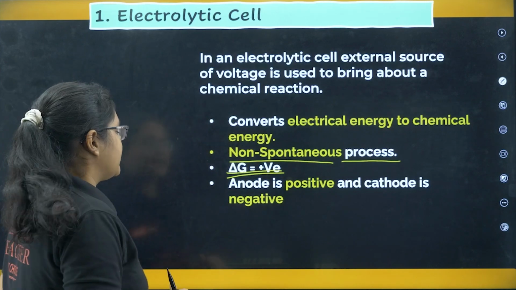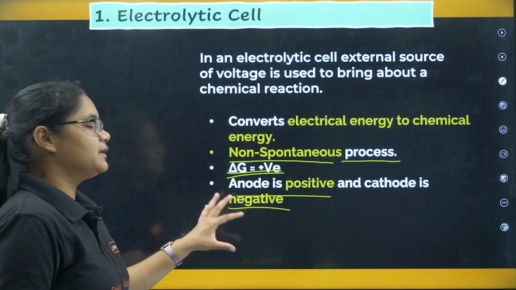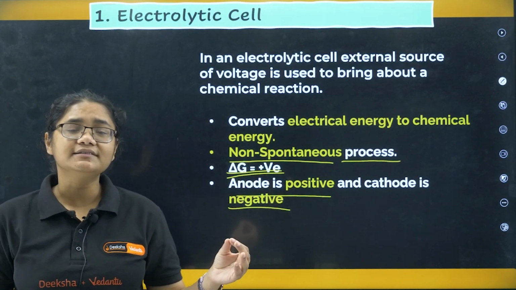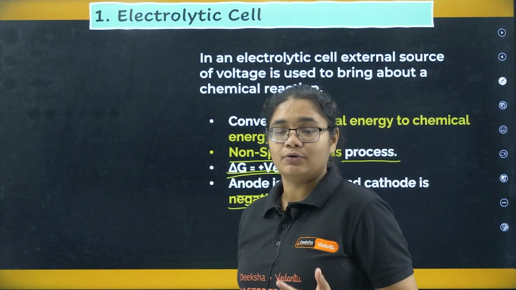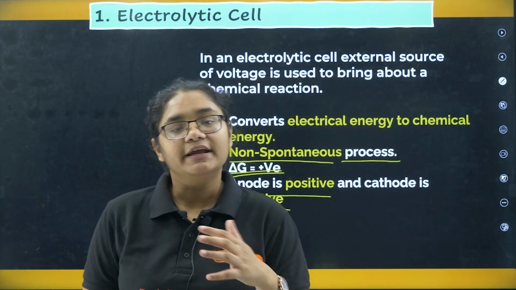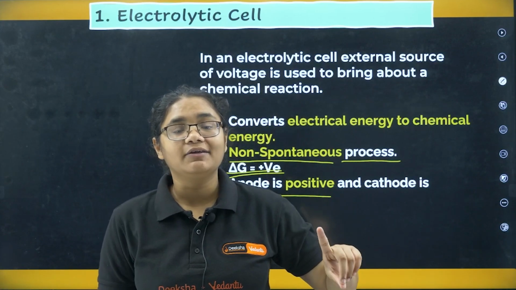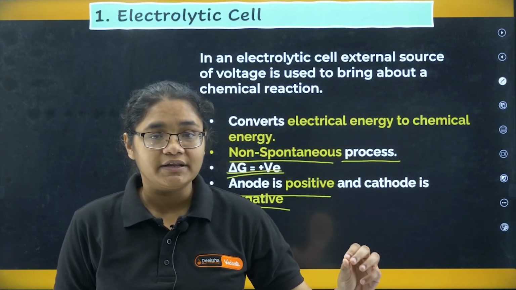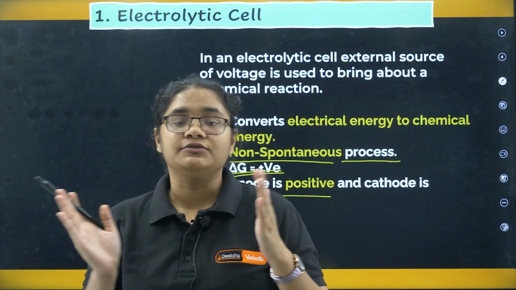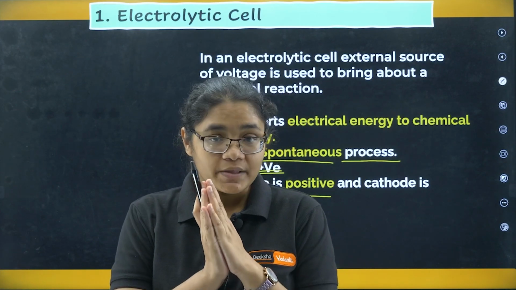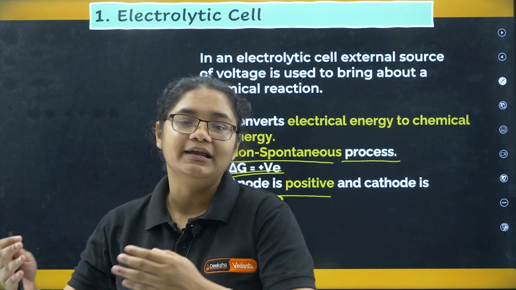Okay. Next, anode is positive and cathode is negative. So this one you should remember. This is the reason why I told you not to define anode and cathode by its charge. It is different in different cells. If it is a galvanic cell, anode is negative and cathode is positive. If you have an electrolytic cell, anode is positive and cathode is negative. So the charge of the anode and cathode depends on the cell it is present in.